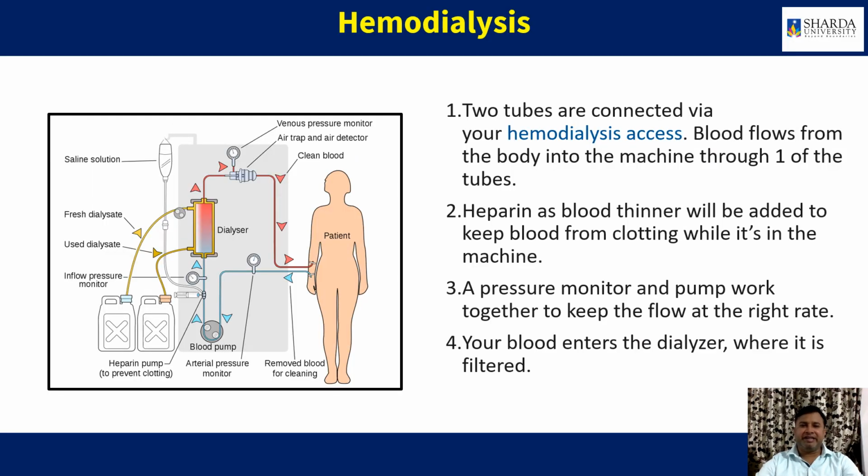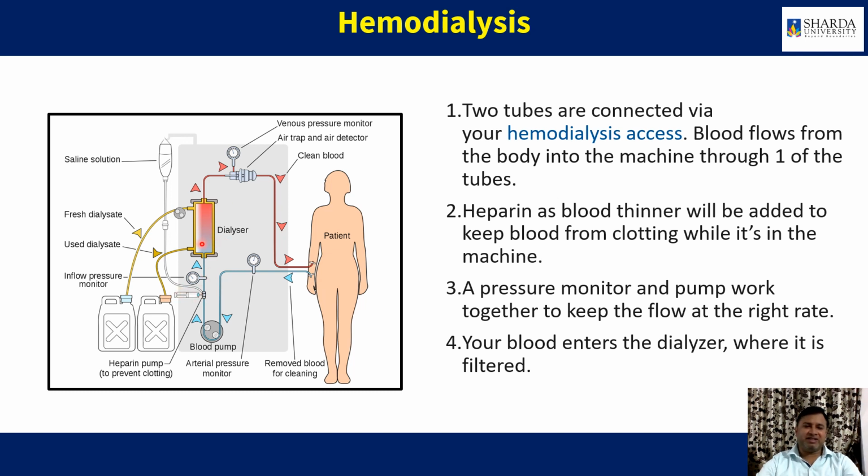Now come to the ray diagram of the hemodialysis. In the figure you can see here there is a patient, and blood is first withdrawn from the AV fistula or graft in the arm to the blood pump. Before going to the blood pump, there is an arterial pressure monitor. We check the pressure of the arterial blood. Through the blood pump, it goes to the dialyzer. Before entering into the dialyzer, heparin is injected here. And also the pressure monitor is here, which measures the pressure of the blood.